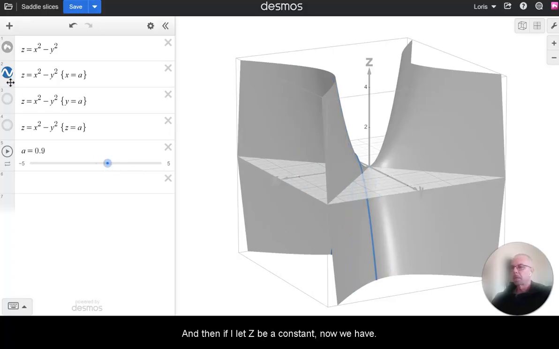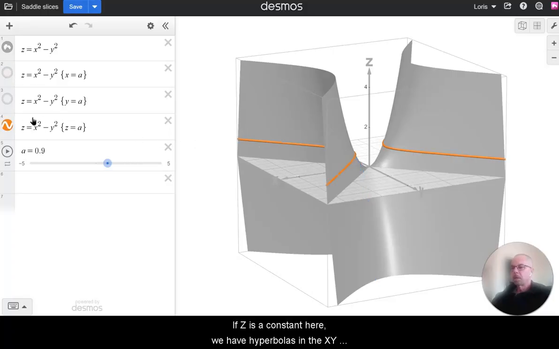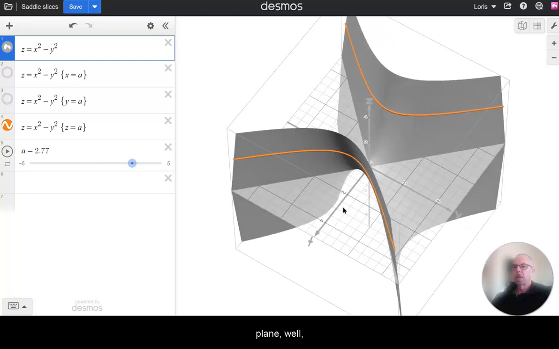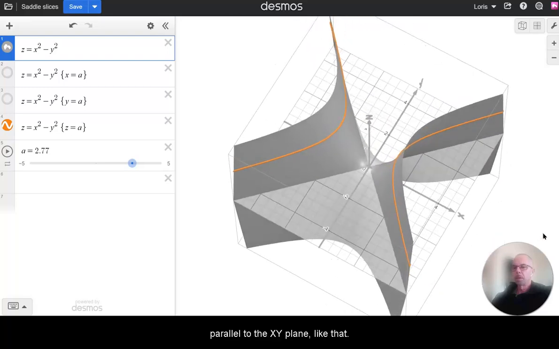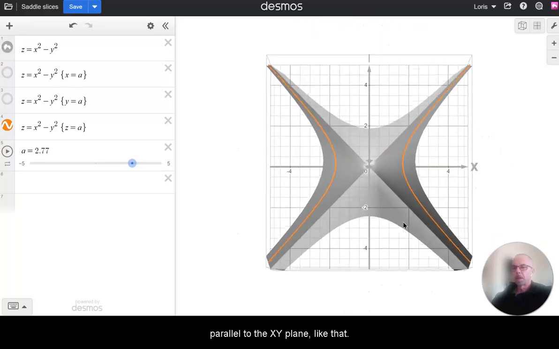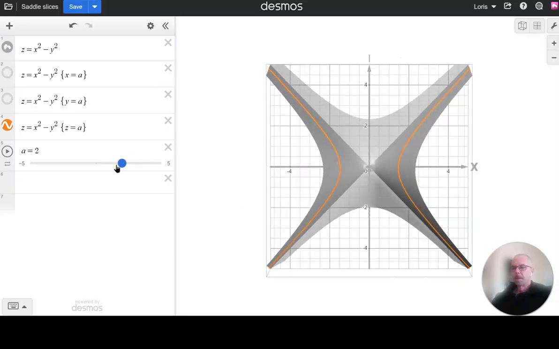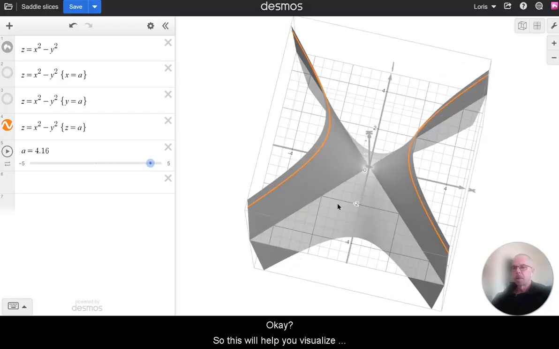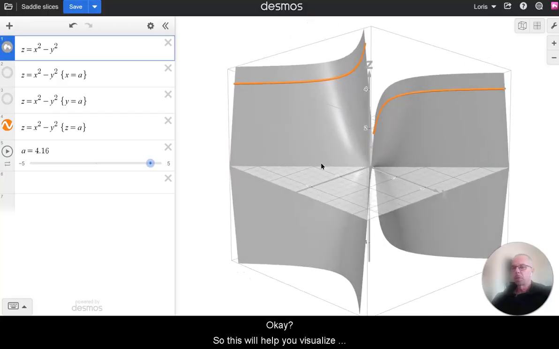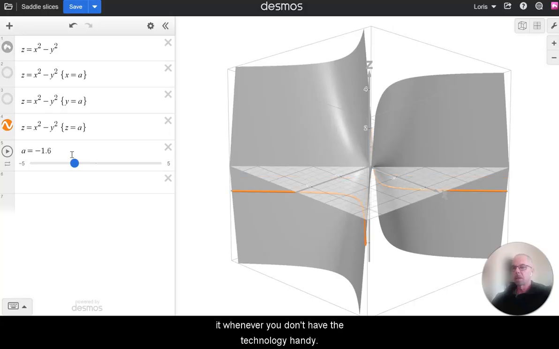And then if I let z be a constant, now we have hyperbolas in the xy plane, well, parallel to the xy plane, like that. Okay, so this will help you visualize it whenever you don't have the technology handy. These are called slices.